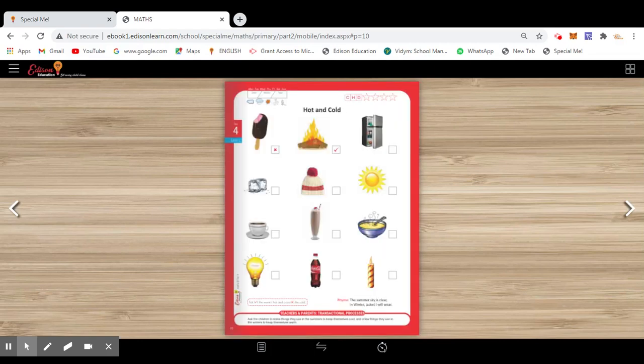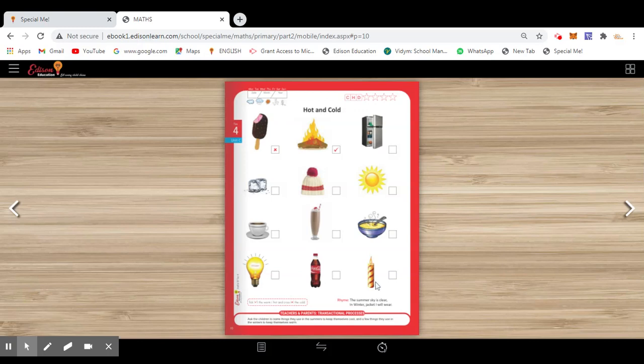So this is a concept of hot and cold. Okay, now tell me, sun is hot or cold? Sun is hot. And ice cubes are cold. Okay, now tell me, Coca-Cola bottle. Cold drink is hot or cold? Cold drink is cold. And this bulb light, it is hot.